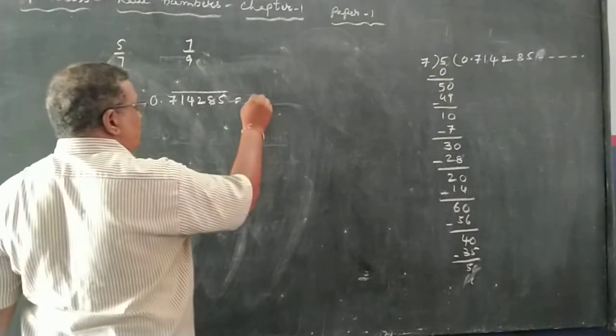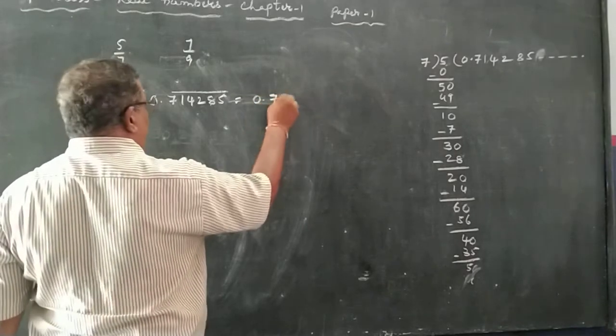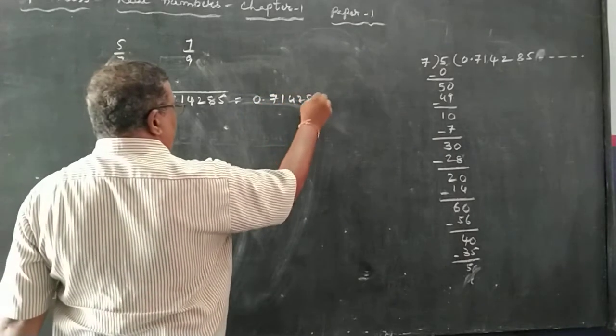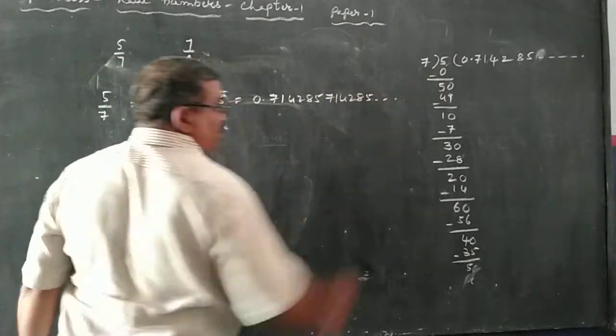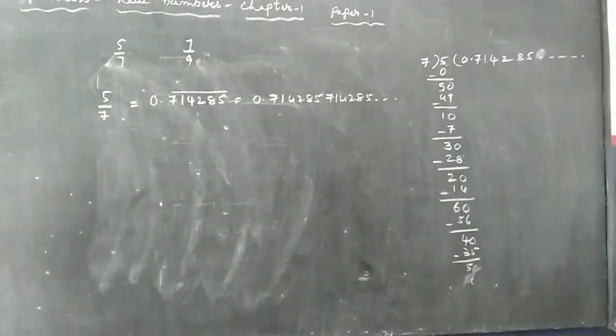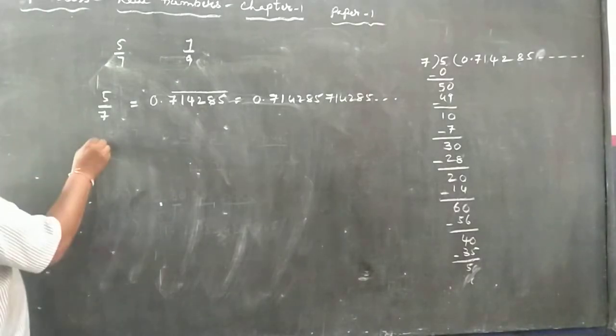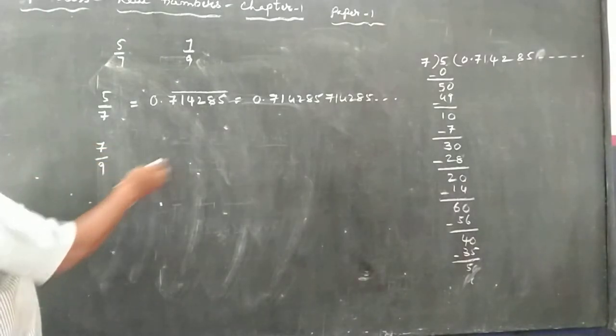The other form of this is 0.714285, 714285, and so on. This is the decimal form of this one. And go through 7 by 9, the same way.